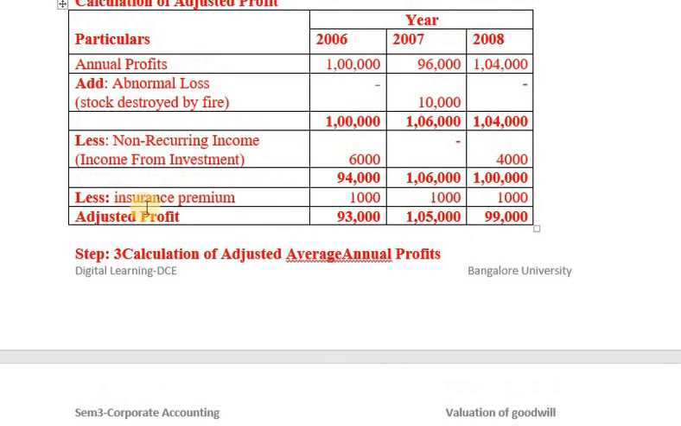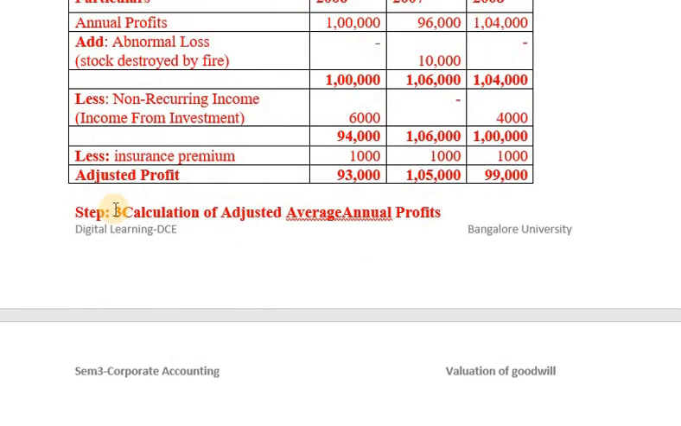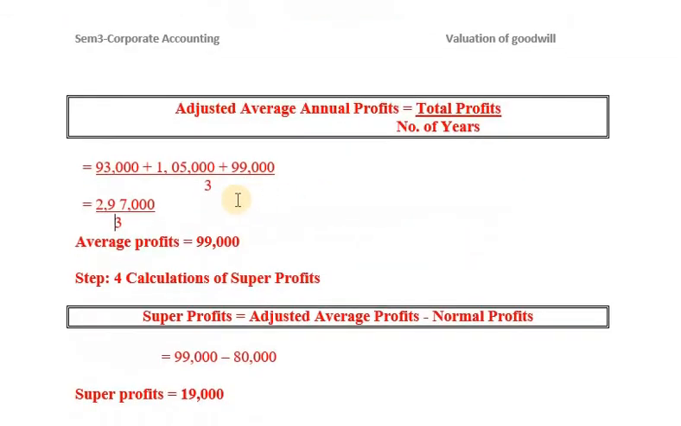We have calculated the adjusted profits already. 93,000 plus 1 lakh 5,000 plus 99,000, so that is 2 lakh 97,000. 2 lakh 97,000 divided by 3 will be 99,000. Average profit is equal to 99,000. How did we get average profit? Adjusted average annual profit means we must take adjusted profit for 3 years, divide the total by 3. So average profit is equal to 99,000.